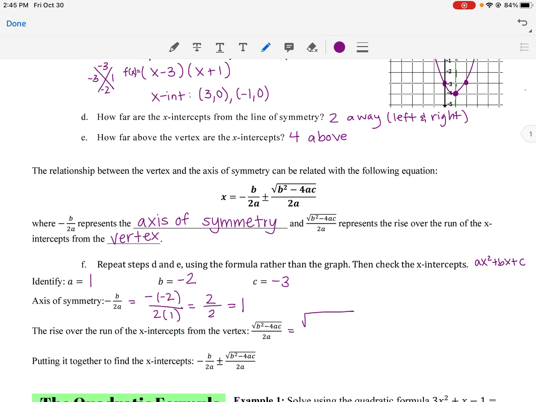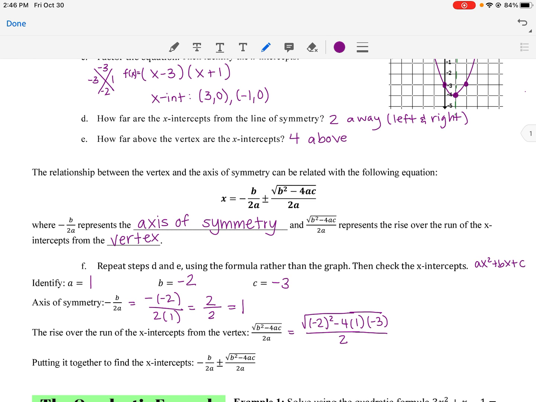So let's look at b, which is -2, and we're going to square it, minus 4 times a, which is 1, times c, which is -3, all over 2 times 1. So -2 squared is 4. -4 times 1 times -3 is really a positive 12. And then 2 times 1 is 2. So we're looking at the square root of 4 plus 12, which is 16, over 2. So we get 4 divided by 2.